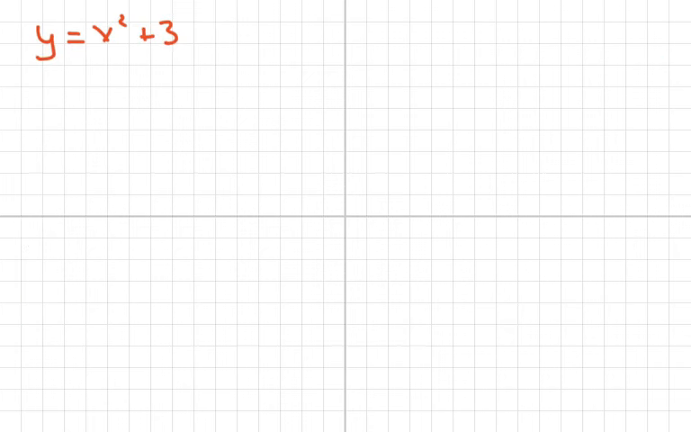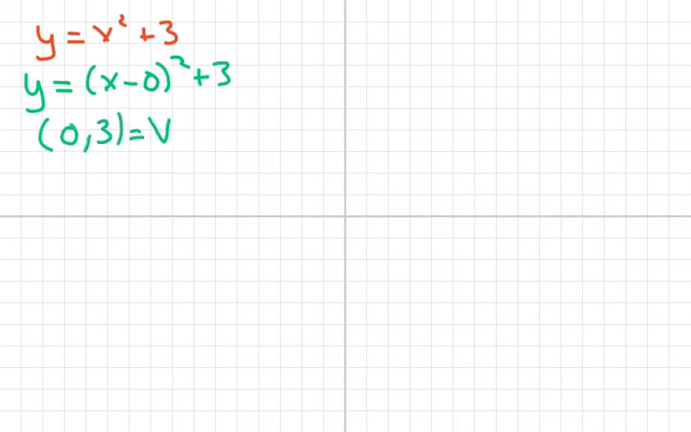Okay. All right. 2 more. I'm going to graph this one. So basically, if I rewrite this, this is x minus 0 squared plus 3. So my vertex is 0, 3. And my axis of symmetry is x equals 0. So there's your axis of symmetry. My vertex is at 0, 3. I know this opens up.